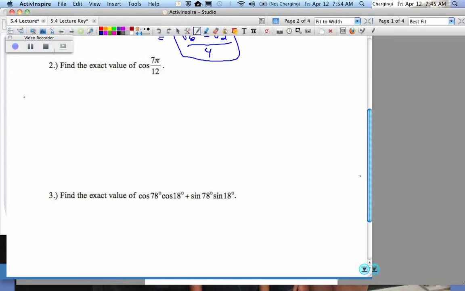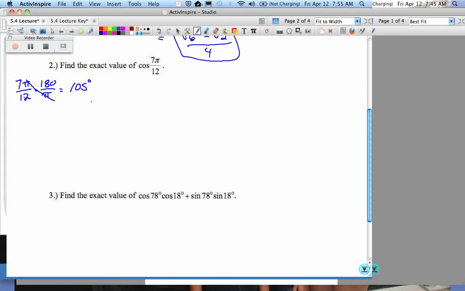Find the exact value of the cosine of 7 pi over 12. 7 pi over 12. I will assume that it's going to be easier for you guys to work in degree mode as you do these problems, but what's 7 times 180 divided by 12? Because the pi's would cancel out. 105.